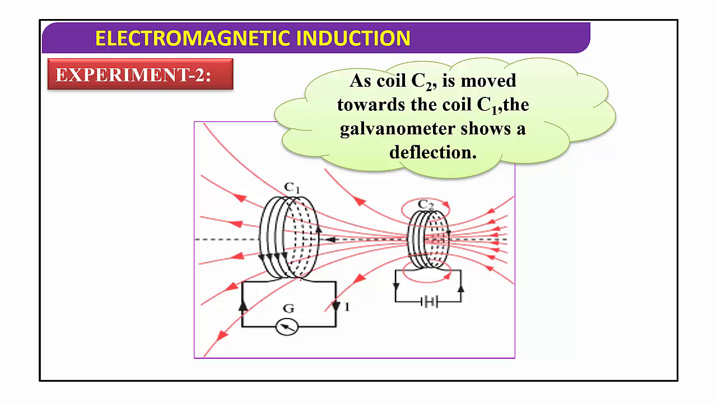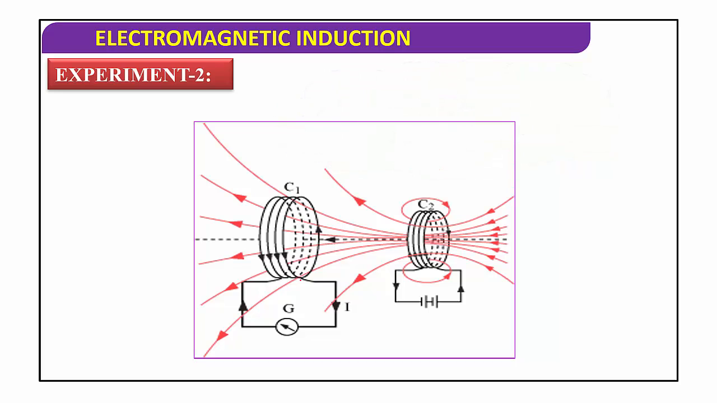Now, as coil C2 is moved towards coil C1, the galvanometer shows deflection. See here, instead of a magnet, we considered coil C2 connected to a battery where the current is flowing, so the magnetic field is present, but it is constant. And we know that when a magnetic field changes, only then is current produced in the coil. So instead of taking a bar magnet, I am going to move the coil C2.